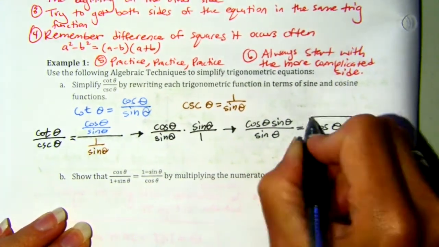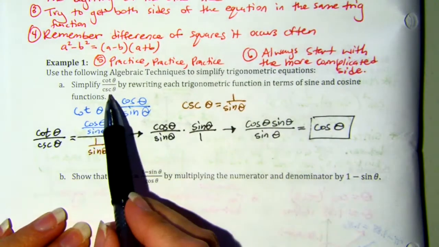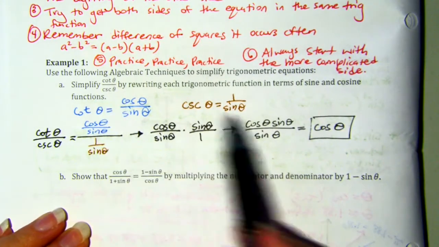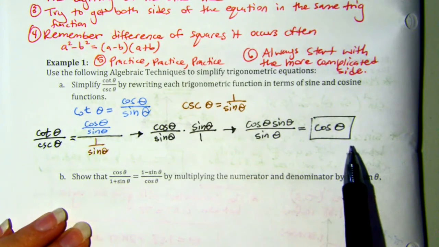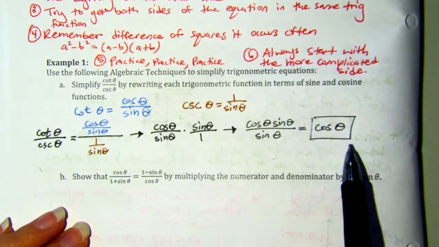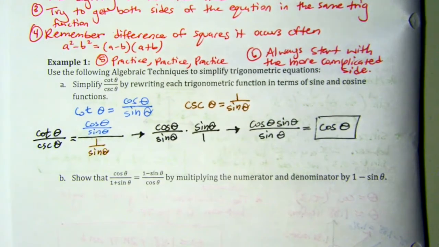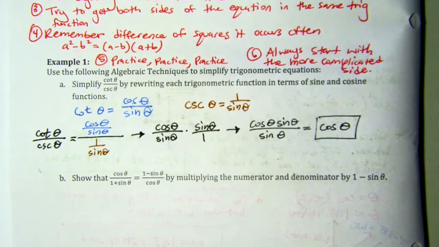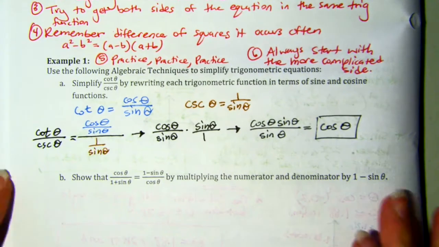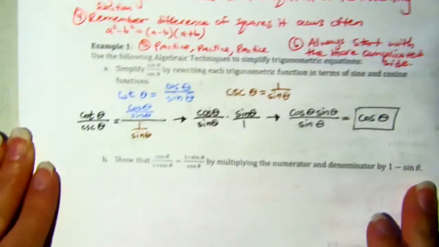cosine of theta. So notice how we went from something that looked somewhat complex and ended up with a single function. We will not always end up with single functions, but we usually are going to try to get something that is less complicated.